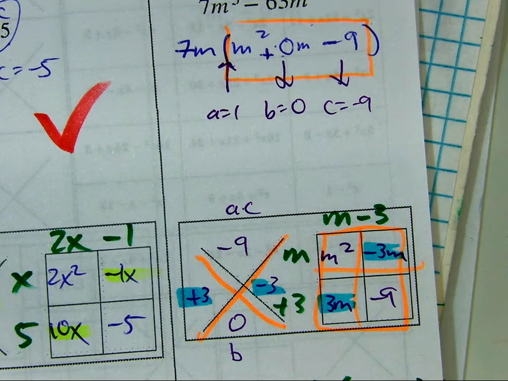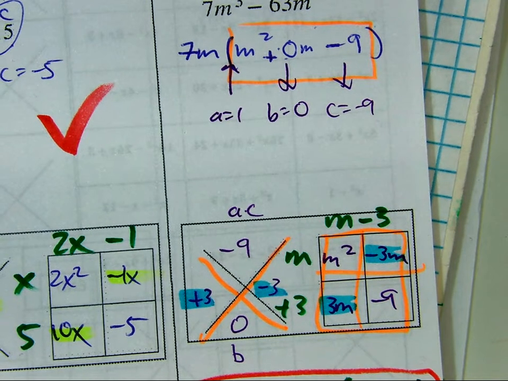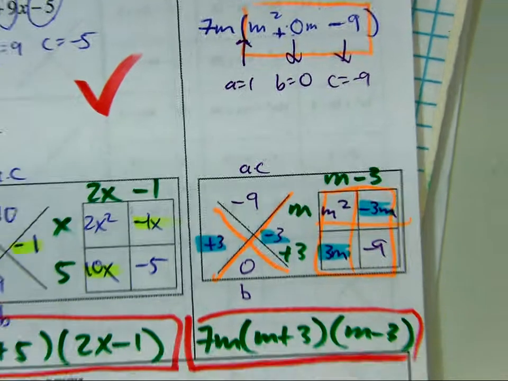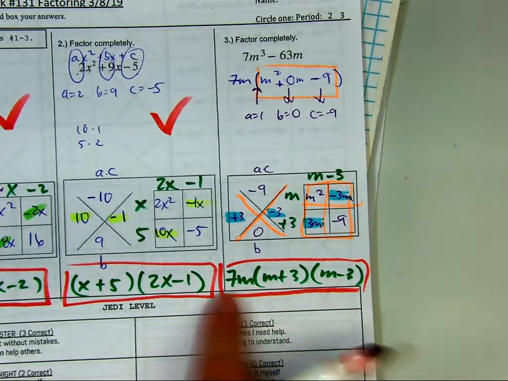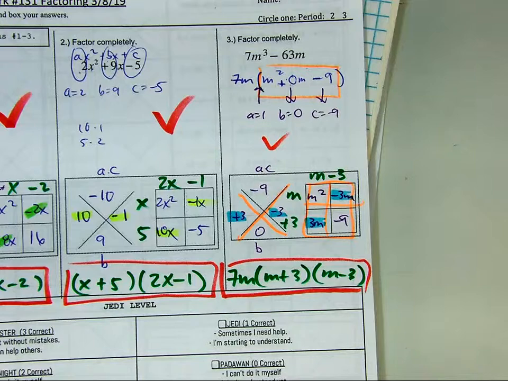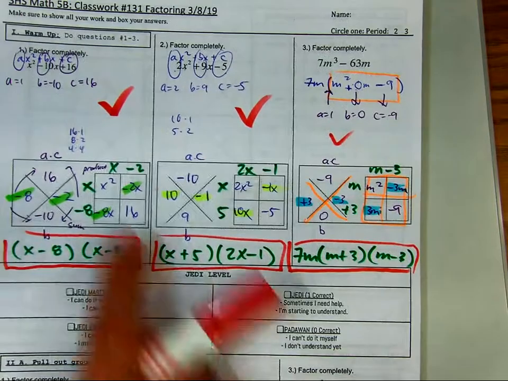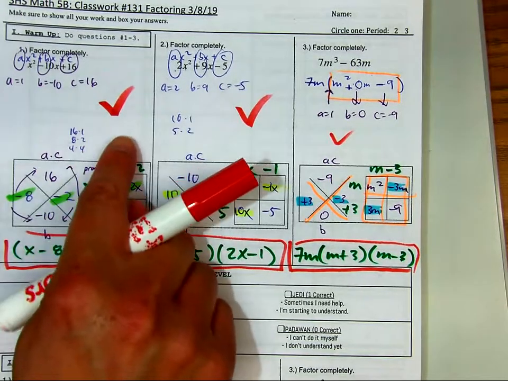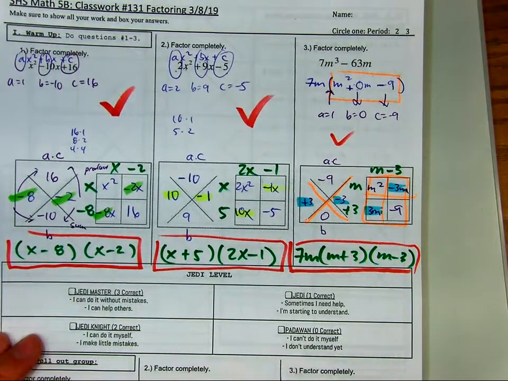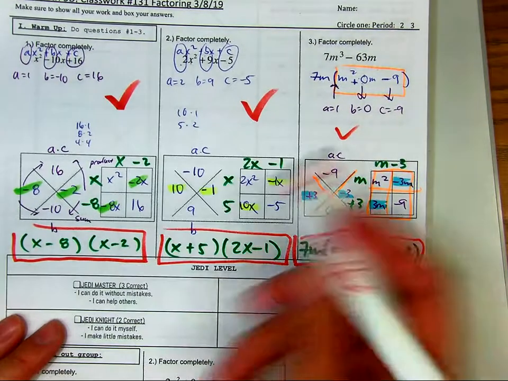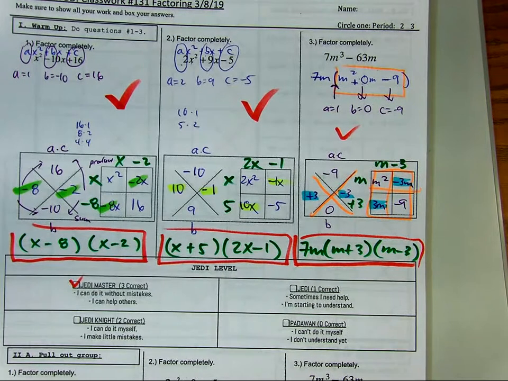So, if your person has all of this in the red box, they have to have that 7m there. If they have all of that, go ahead and give them a check. Then the next step is to count how many checks they have, and then you're going to check off one of the Jedi levels. So if they got 3 of them, they are now a Jedi Master.